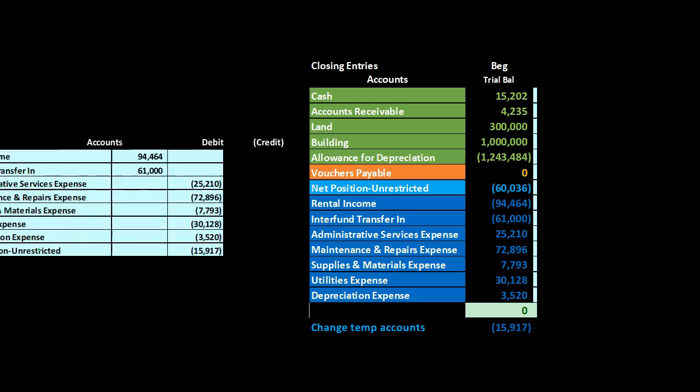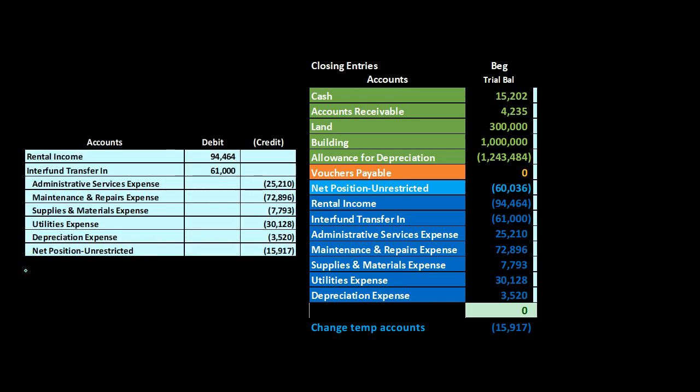Then we're going to go to the next transaction of closing entries. Everything below basically what would be similar to the equity section, in this case the net position, the light blue area, is what we're going to close. So if we go down below, we're going to say we have the rental income. It's got a credit of $94,464. We then are going to debit it for the $94,464 to make it go down.